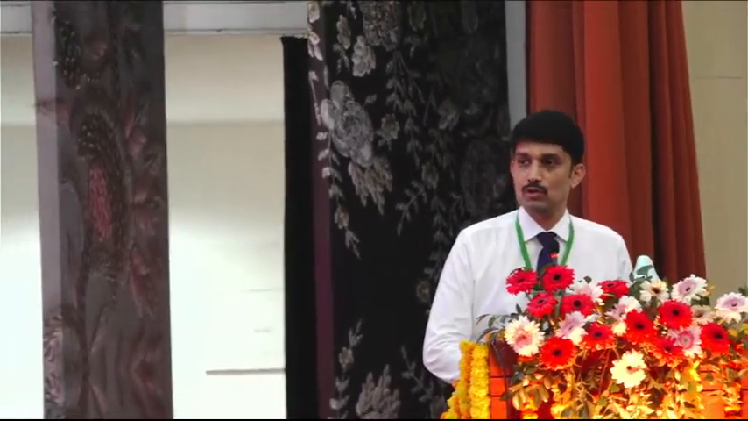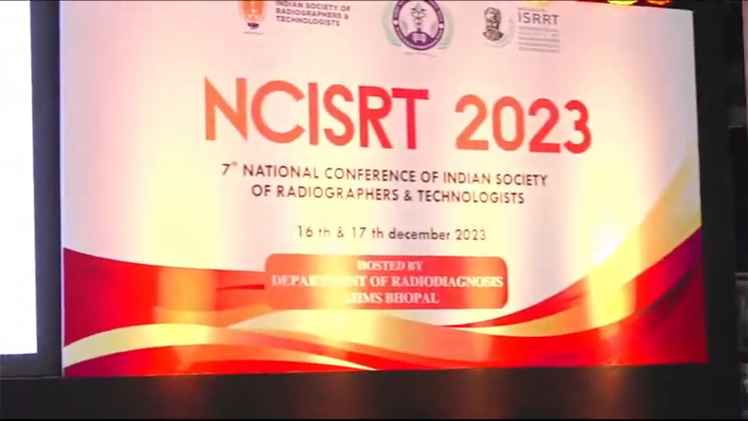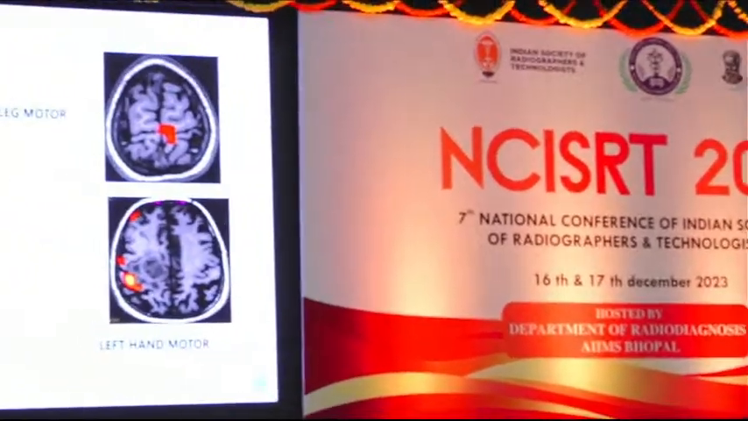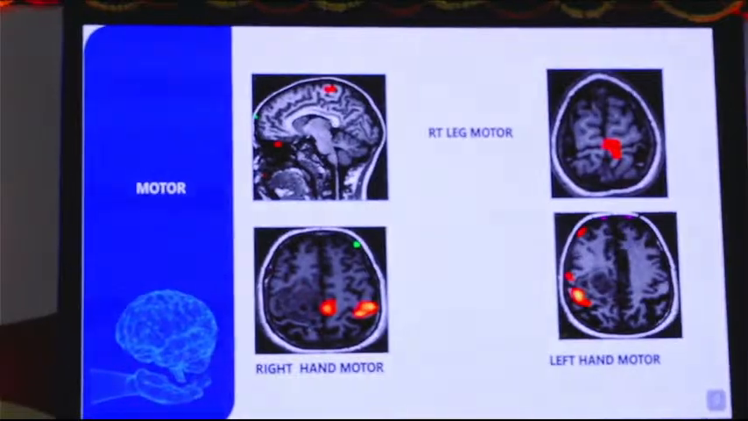This is another example, a patient having a big tumor in the supplementary motor area, and we did the right leg motor task, and you can see the lesion is far away from the activation site. That means the patient will be safe even after the removal of the tumor. It means the supplementary area may not be affected because of this surgery. This is another example. You can see the activation is seen very close to the tumor, which means the surgeon has to be very cautious while removing this tumor, otherwise the ability of movement of the right hand may be affected.